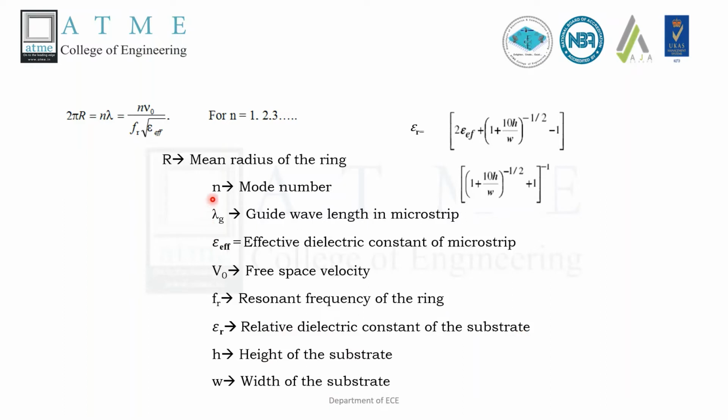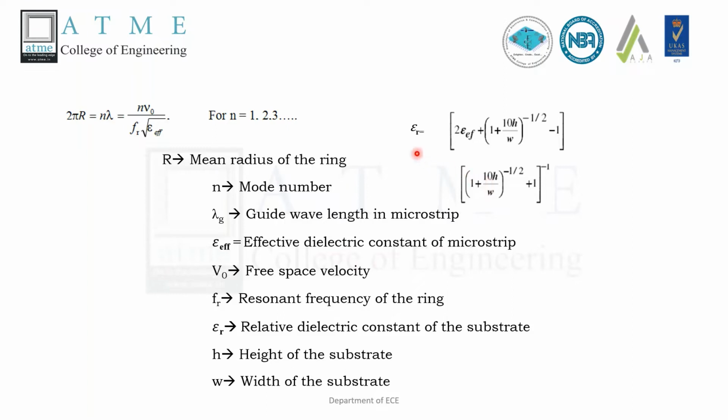To calculate that, we have a formula: 2 pi r is equal to n lambda g, which is equal to n v naught by f r square root of epsilon effective, for n equal to 1, 2, 3, where r is the mean radius of the ring, n is the mode number, lambda g is the guide wavelength in the microstrip, and epsilon effective is the effective dielectric constant.